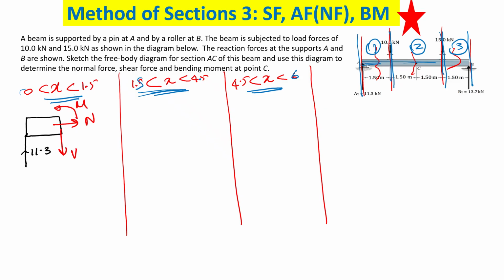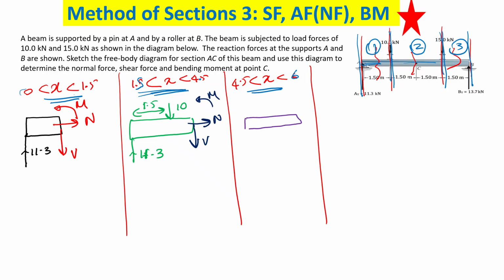And the next section, how do you draw this? You have 11.3. What else? Now you have a 10, and that is at 1.5 meters. Am I right? Again, you have your N, V, and M. Wherever you do the cut, you have these three: shear force, axial force, and the bending moment. Now the next one will be what? You have this 10, and also you have a 15, and you have 11.3, and you have N, V, and M. So finding this V, N, and M is what we need to do.